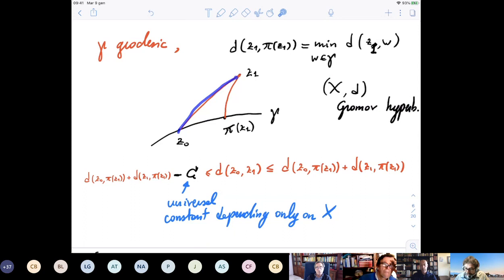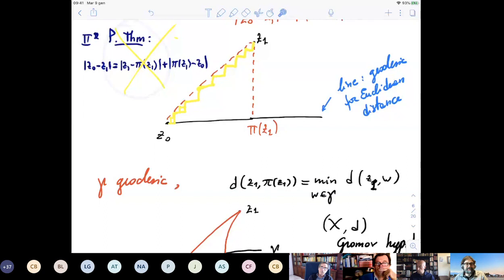Okay, and now the magic is that if the space is Gromov hyperbolic, if you compute the distance from here to here, not the square, but really the distance from here to here, this is essentially the sum of this distance plus this distance up to a universal constant, which depends only on X. So the triangular inequality tells that the distance from here to here is less than the distance of this plus this, but Gromov hyperbolicity implies that the distance of this plus this, up to a constant which depends only on X and not on Z0, gamma, or Z1, you have this inequality. So essentially the second Pythagoras theorem is almost true in hyperbolic geometry.